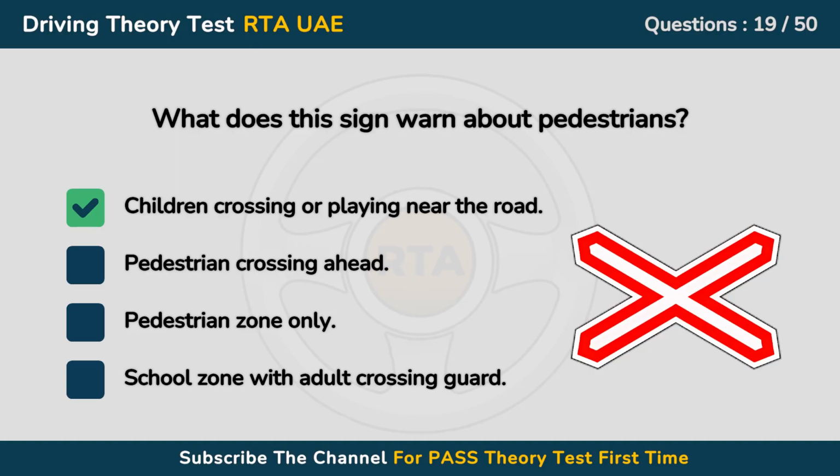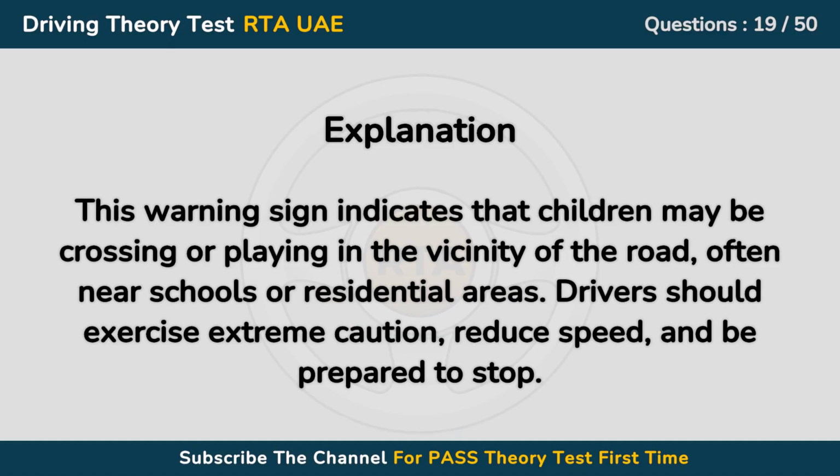Answer is A. Children crossing or playing near the road. This warning sign indicates that children may be crossing or playing in the vicinity of the road, often near schools or residential areas. Drivers should exercise extreme caution, reduce speed, and be prepared to stop.